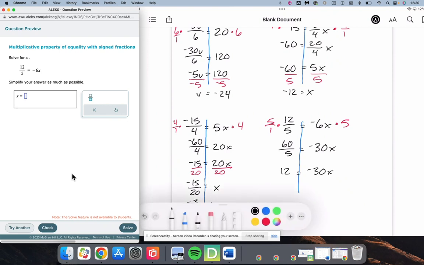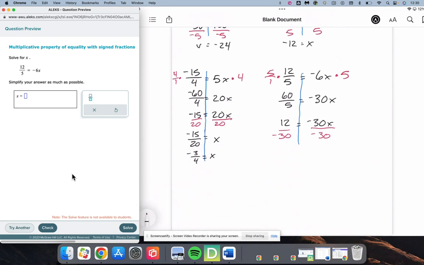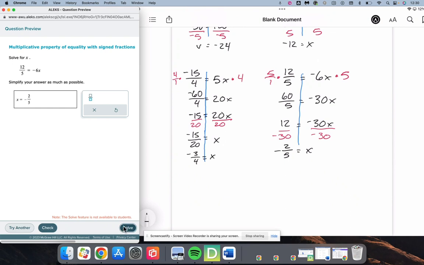And so we are multiplying the x by negative 30. We need to divide by negative 30. And that's going to simplify to, they're both divisible by 6, so negative 2 over 5 is equal to x.